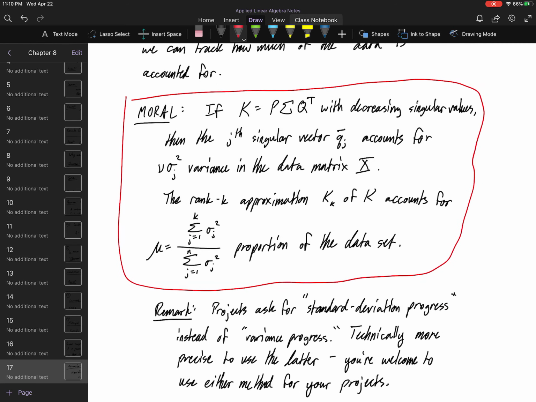So the moral of the story here is that if we compute the singular value decomposition of the covariance matrix of our data, then the jth singular vector q_j accounts for exactly this much of the variance in the data set. And the rank k approximation accounts for mu, where mu here is technically going to be mu sub k. This is telling us what proportion of the total amount of variance we get in the data set. And for your projects, this quantity is going to be very important. It's going to tell you how much of your data is pointing in which direction.